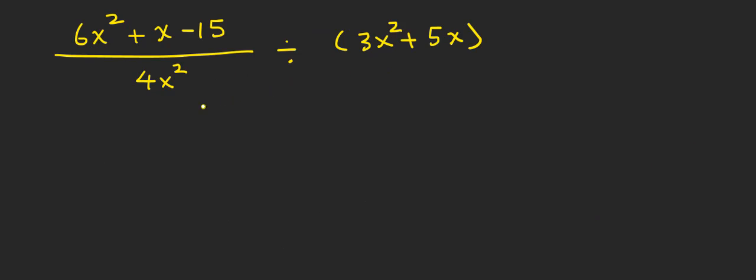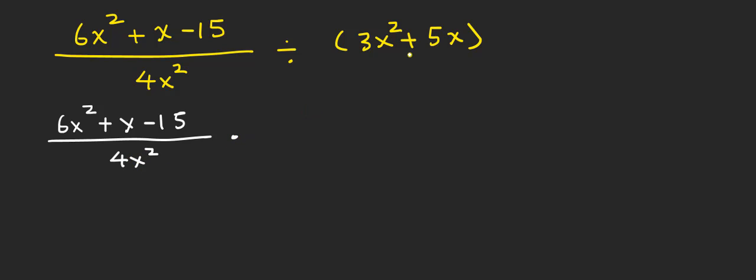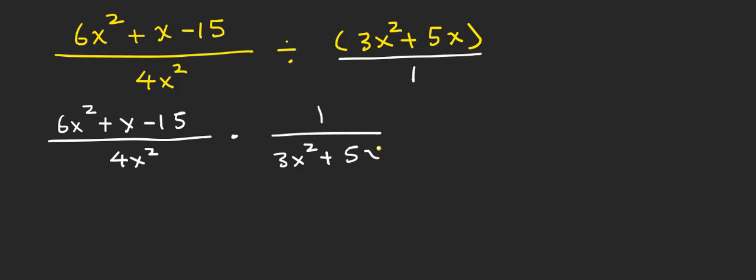And let's divide these two rational expressions. So you'll get quantity 6x squared plus x minus 15 over 4x squared times. What is the reciprocal of that? Well, you could rewrite this as 3x squared plus 5x over 1. So the reciprocal of this will be 1 over quantity 3x squared plus 5x. Now let's factor these out. So how do you factor 6x squared plus x minus 15? This is a trinomial, and unfortunately, a is not 1.